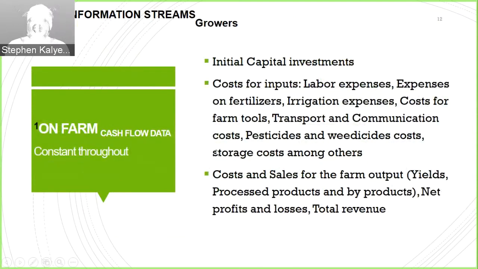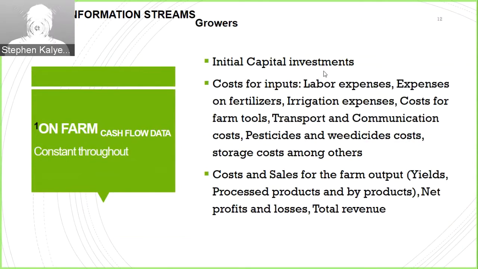Another kind of data that is collected on the farm is cash flow data. There are expenses, there are costs that the farm incurred. And this is the data they have to record often. They can use this as a stepping stone to get loans from the banks. But when you ask them, they say, we don't have that.